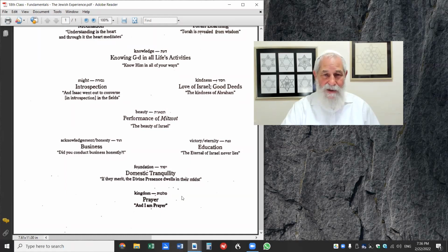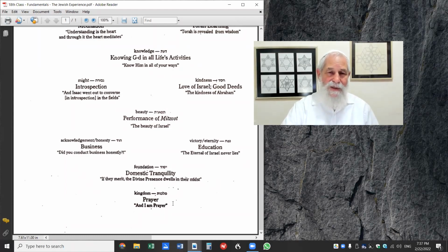And then we finish here with prayer. And this comes from a verse from David HaMelech, who says, Va'ani tefillah, I am prayer. Meaning, prayer is not just something that I do. Prayer is what I am. I am a constant expression of prayer. I want to be an ongoing, constant being in a state of prayerfulness.